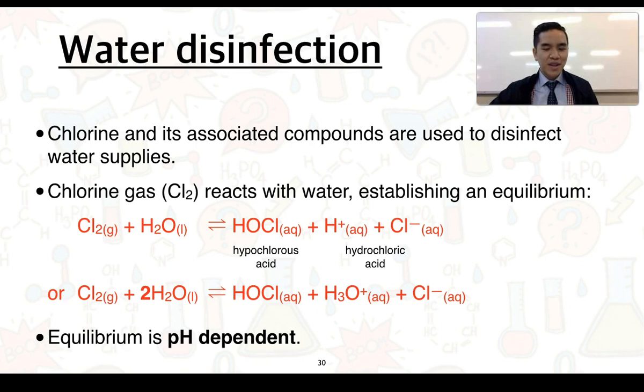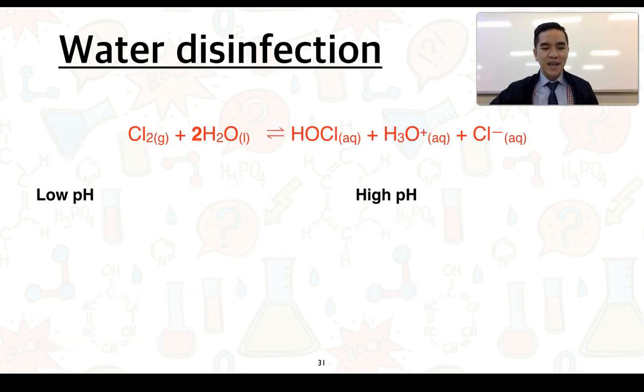It's important to note that this equilibrium process is going to be pH dependent. So we're going to firstly consider this reaction, and we're going to look at what happens when the pH is decreased or increased, or in other words, at low pH and high pH. We'll start off with low pH.